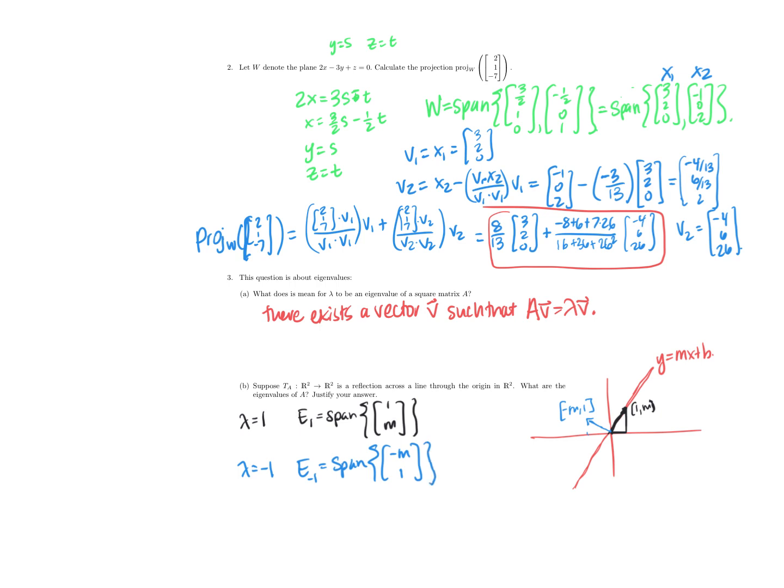So you just have to think about what happens geometrically to these vectors. The vectors that are going to be fixed are the vectors that lie along this line of reflection. And the vectors that are going to be changed by taking the negative of that vector are the vectors that are perpendicular to that line.